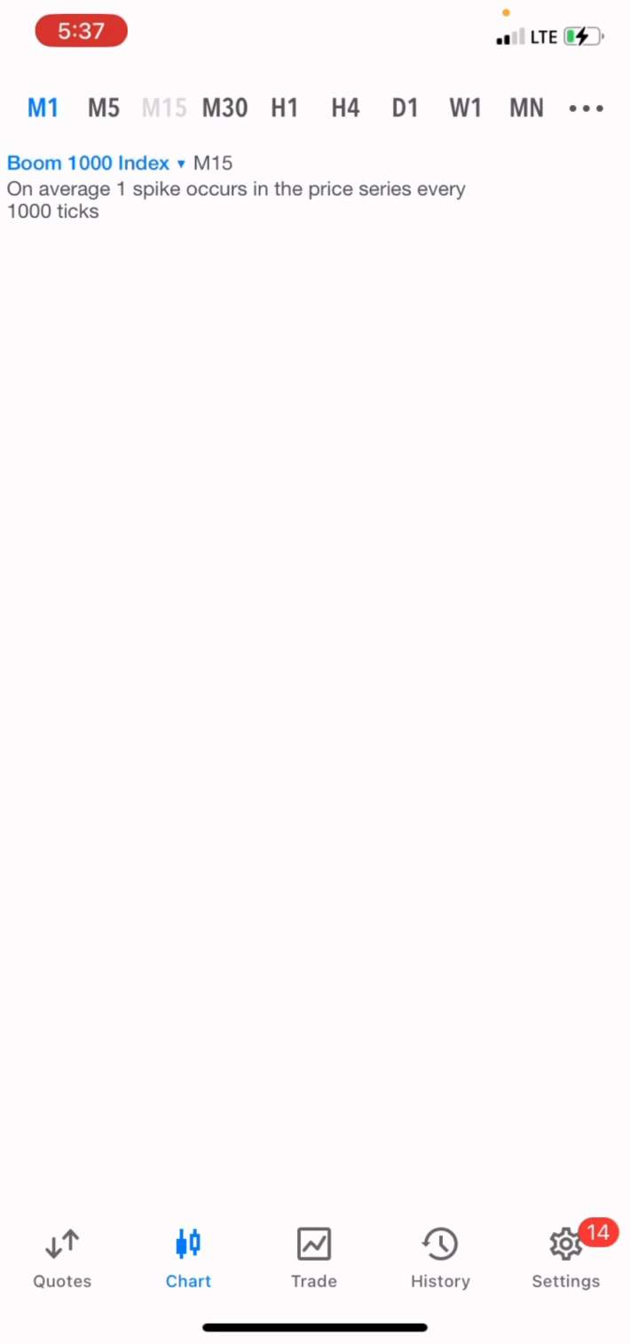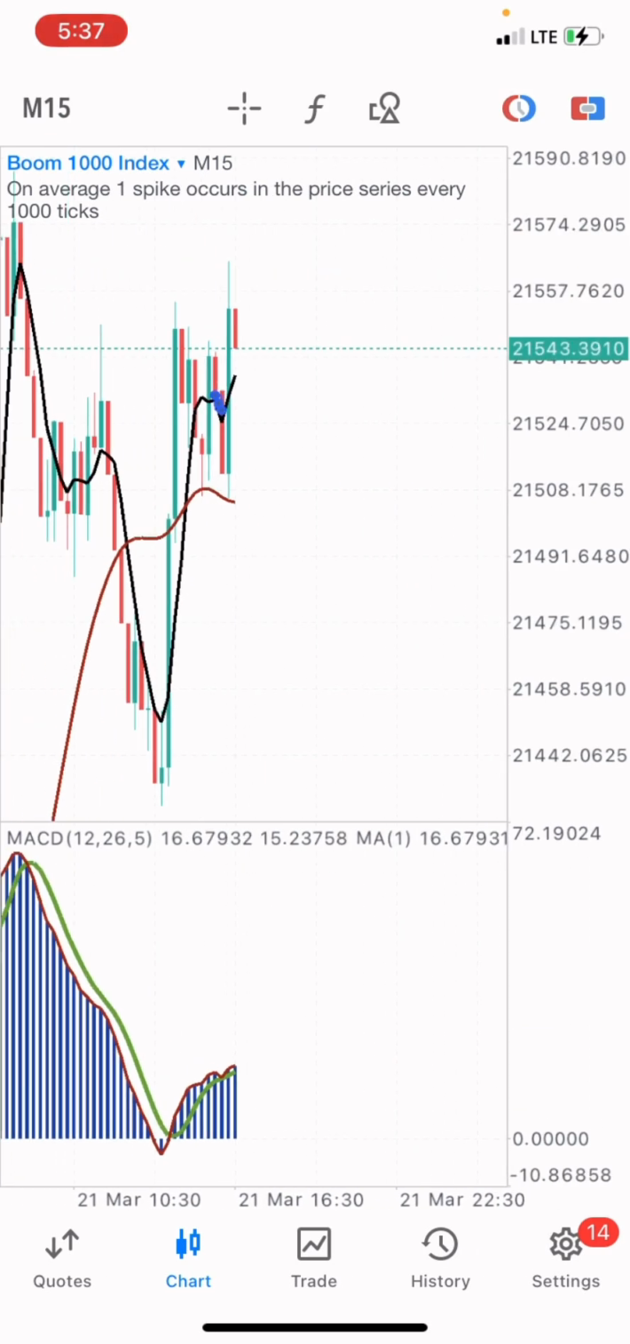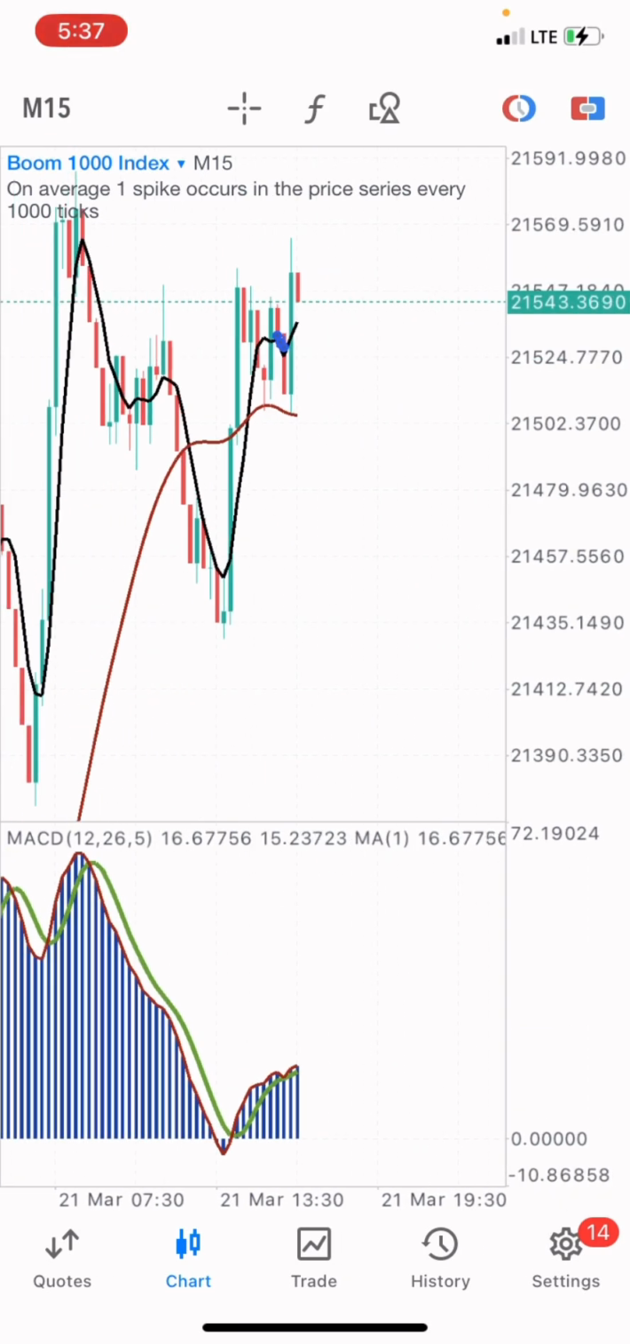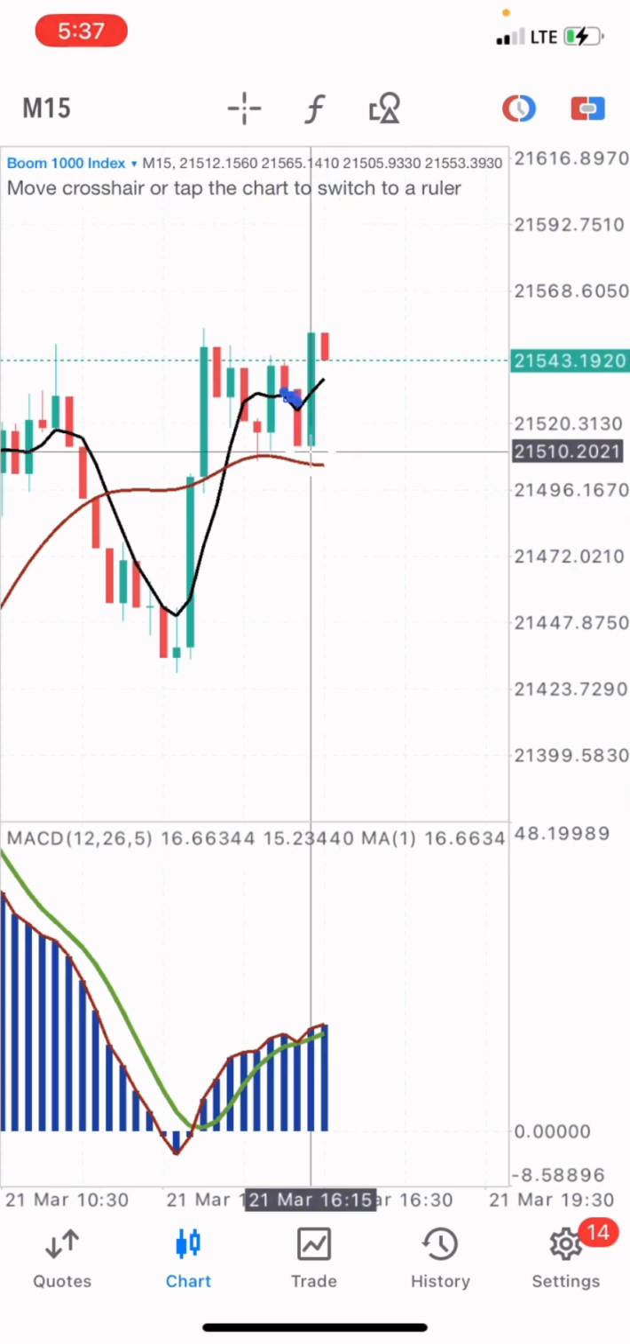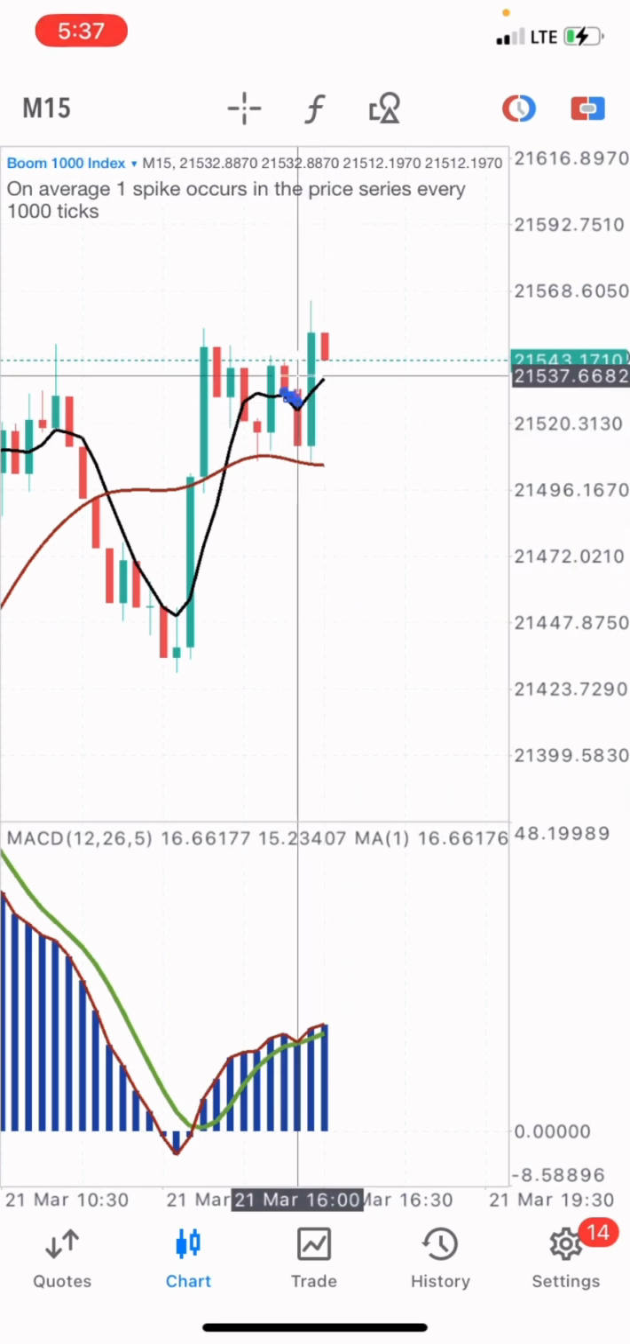Now, before all of this, I want to show you guys that there was a closing that attracted my attention to this market on the 15 minutes time frame, and that was these two guys here.